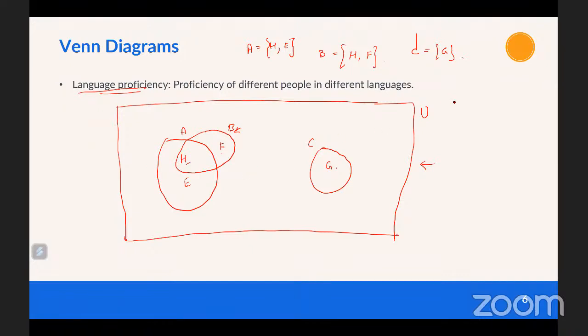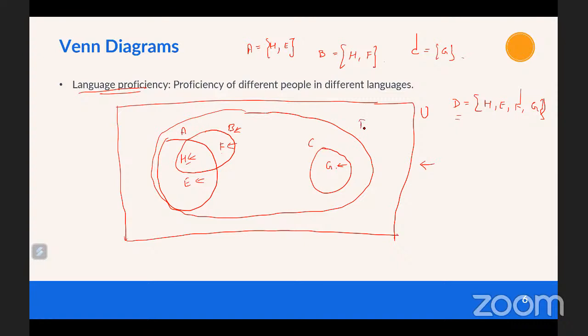Suppose there is a person D, and he speaks Hindi, English, French, and German, right? So all these 4 languages, Hindi, French, English, and German, are being spoken by this person D. So this set will be like this, right? So this will be set D. But you have to make sure that this universal set always encloses all the sets. So no matter if it is set A or set B or set C or set D, all the sets will be inside this universal set. So these are some of the examples of Venn diagram.